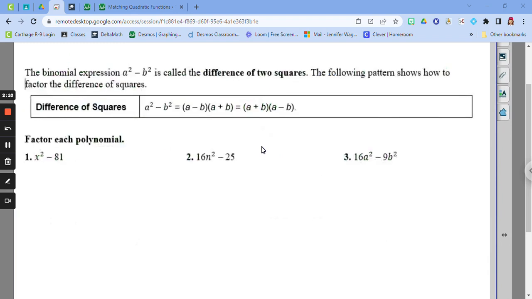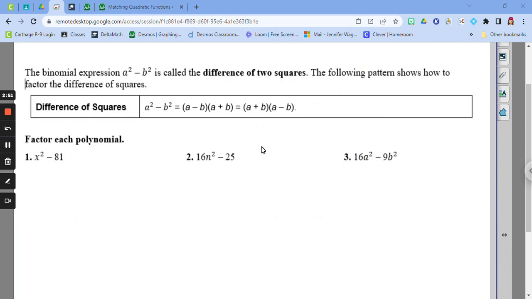So the binomial expression a squared minus b squared is called a difference of two squares. It has a pattern to it. So you have a minus b times a plus b, or a plus b times a minus b. What we call those are conjugates, a term that you will see somewhat in this class, and you would see it in Algebra 2 as well. So it's the factor with one subtraction, one addition. It's a difference of two squares because it is a difference of two squared values.